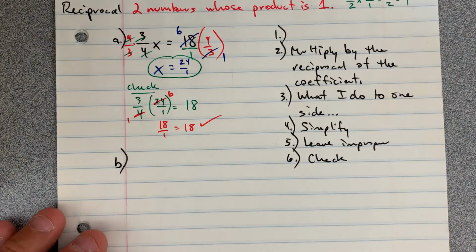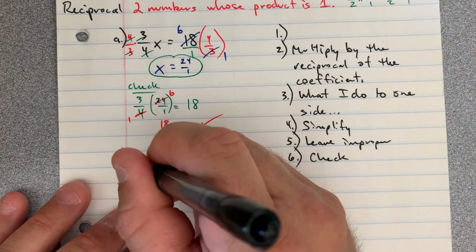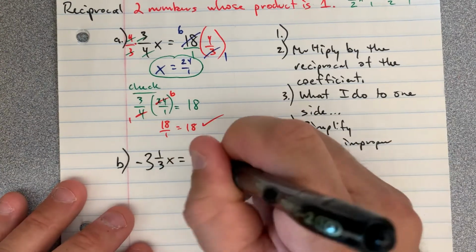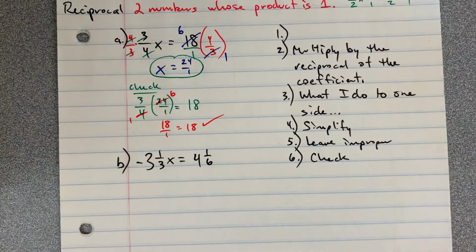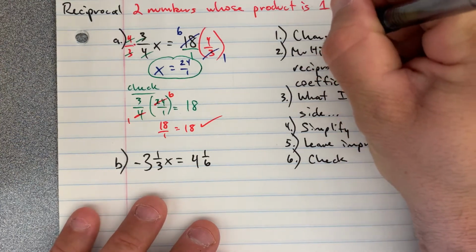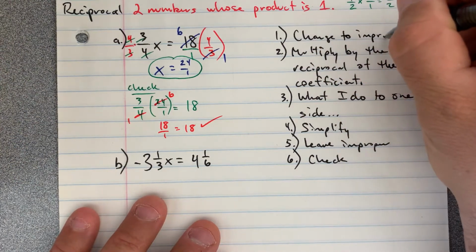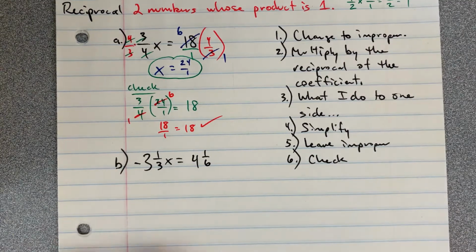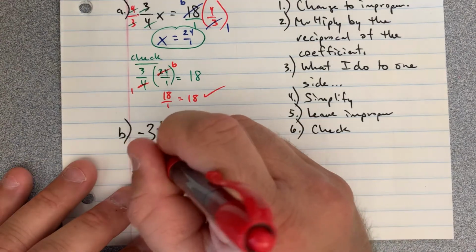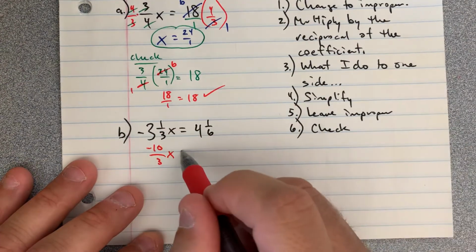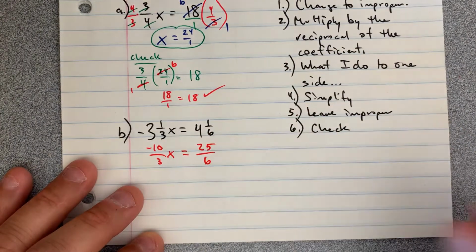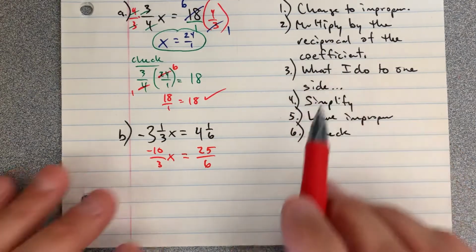Now, I know we left step 1 blank. So let's see another example. -3 1/3 x equals 4 1/6. And hopefully you can figure out now that our step would be change to improper. So I would change these. 3 times 3 is 9, plus 1 is 10. So I'm going to make that -10 over 3x. 6 times 4 is 24, plus 1 is 25 over 6. Step 2, we're going to multiply by the reciprocal of the coefficient.